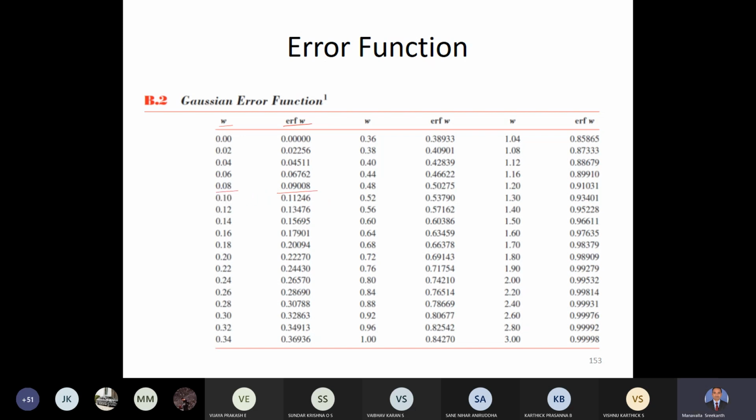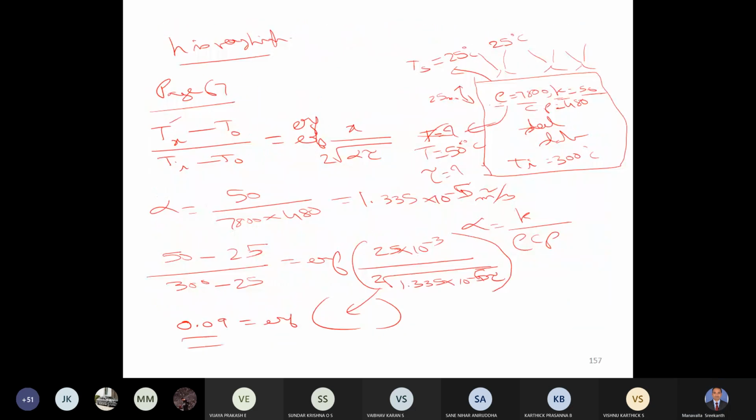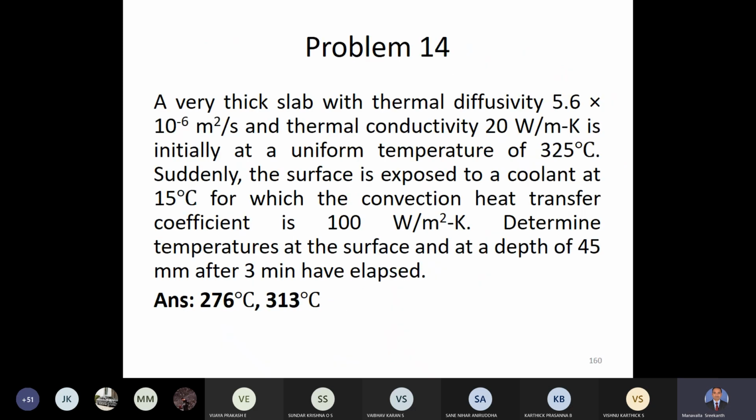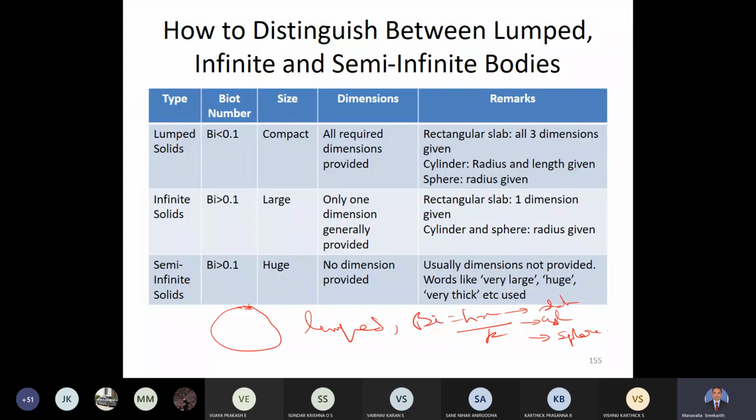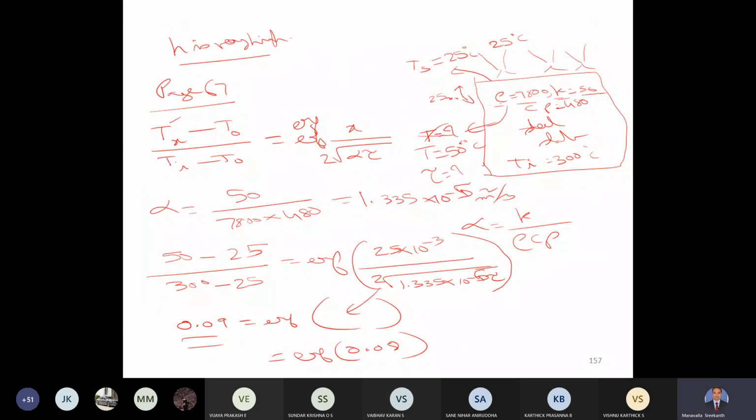That w is 0.08. That means this 0.09 we get if this term in the brackets is 0.08. Okay, you understand this? Error function of 0.08, if you evaluate, the value will be 0.09. So the value in the brackets is 0.08, or this term is 0.08.